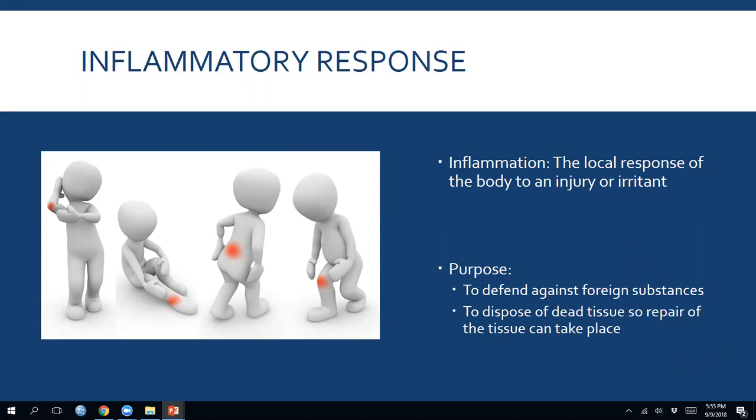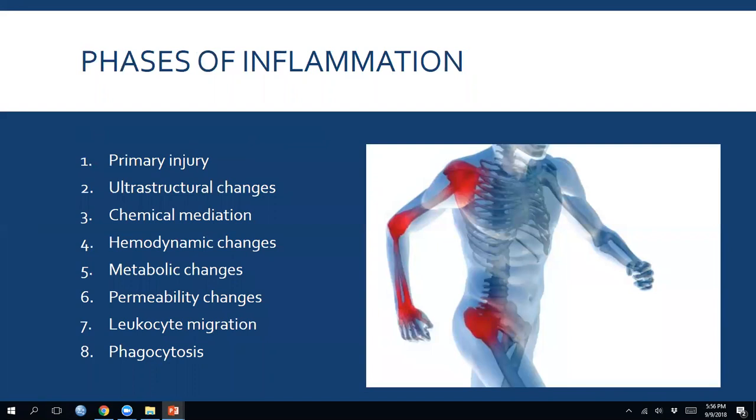And this is the main purpose: to defend against foreign substances and also to dispose of dead tissue. When an injury occurs and that tissue is now dead, we don't want it in the area anymore because it can cause more harm than good. So there's 9 phases of inflammation, and right now we're going to go over the 8, and then the 9th is the overall healing for the body. So we didn't talk about that one.